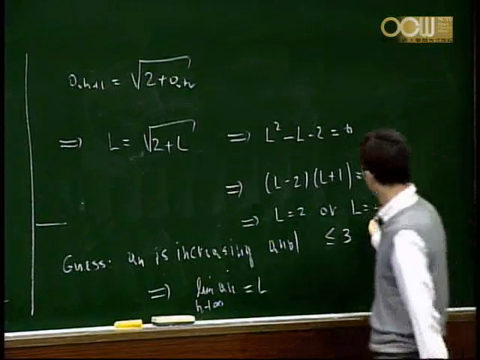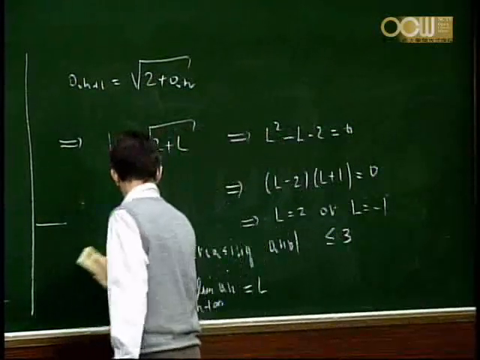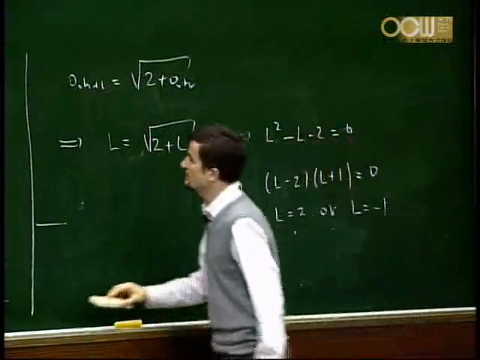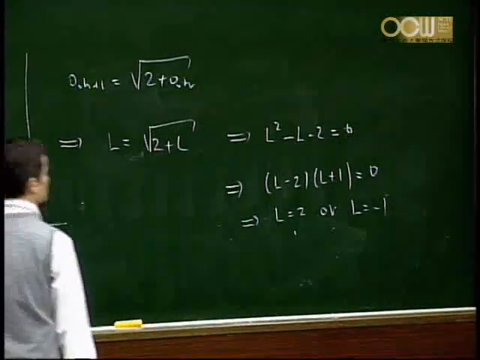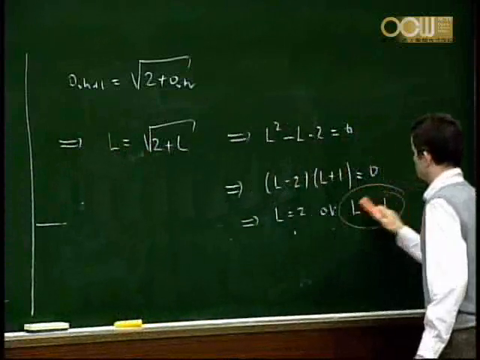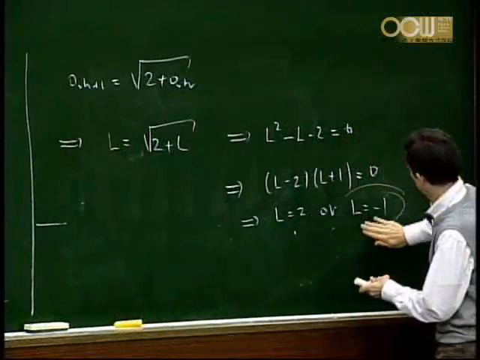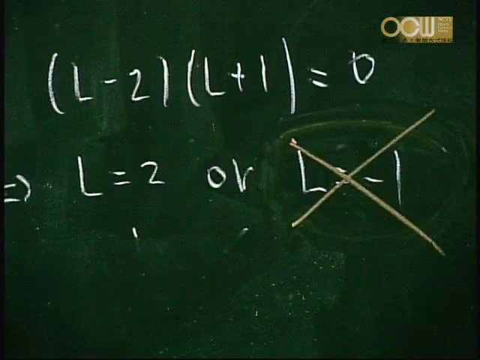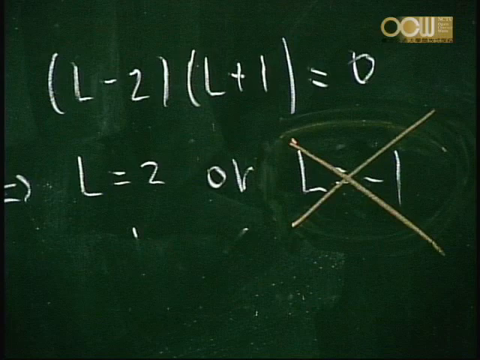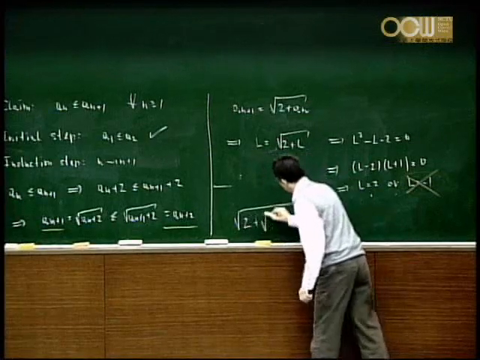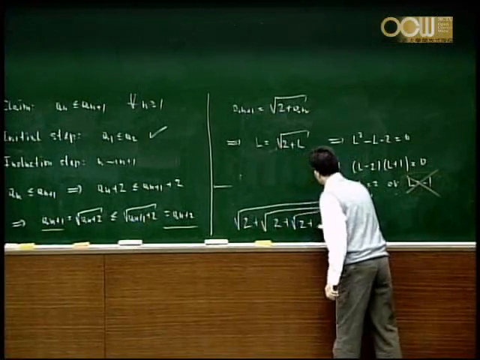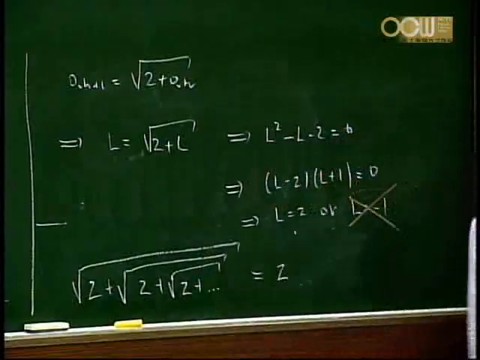We can forget about this one, because our sequence is always positive. So there is no chance that our sequence converges to this point here. So L is equal to 2 will be the limit. This means that this guy here, the square root of 2 plus the square root of 2 plus the square root of 2 plus, and so on, is equal to 2.